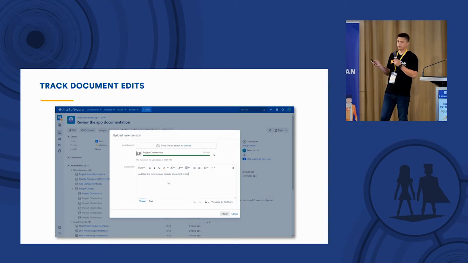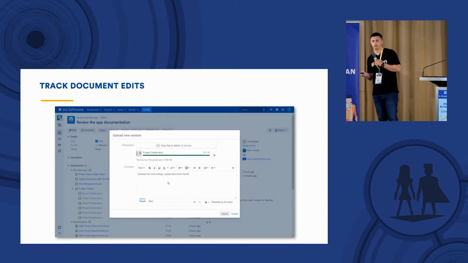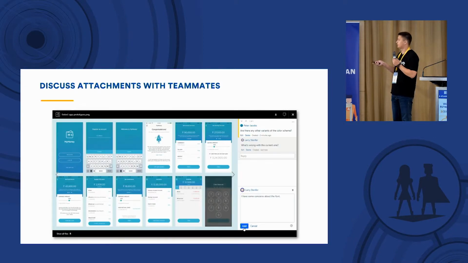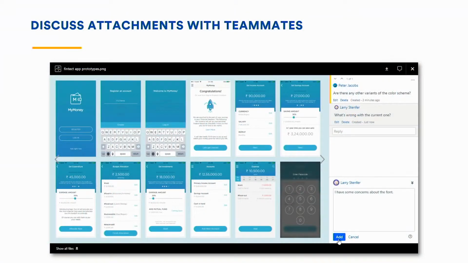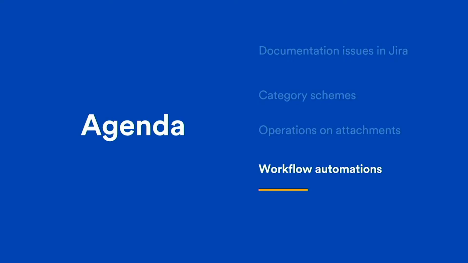While uploading a new revision, you can add a comment just to track the edits that you have made. And after this, for example, you can use the comment threads, and this comment will be also visible here. So, for example, you can discuss some files, some designs with your teammates, and you needn't use the issue comments, where comments can be lost after some time. So you will not produce too many notifications. You can discuss everything in context for a particular file.